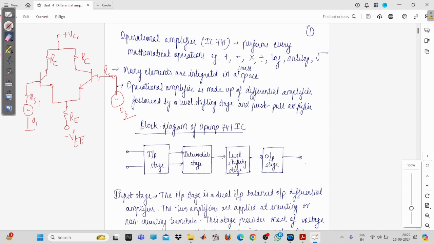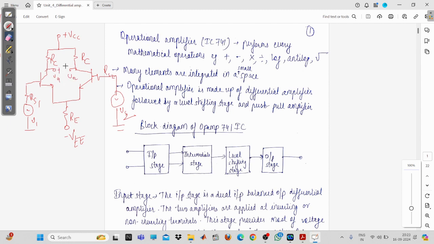So this was about the dual input balanced output. Now why are we saying it is balanced? Because we are taking the output from both the collector terminals. You can see that this V1 will be multiplied by the gain of this transistor, and this signal will be multiplied by the gain of the transistor. So the output voltages are going to appear here. Now this one is V01 and this one is V02.